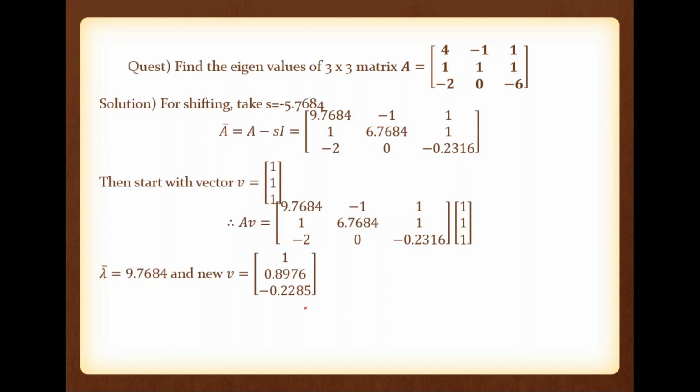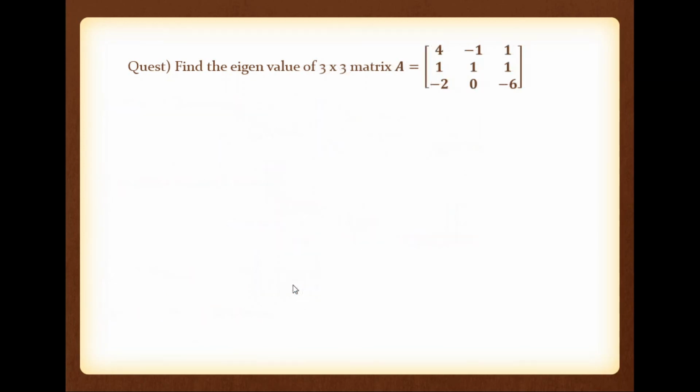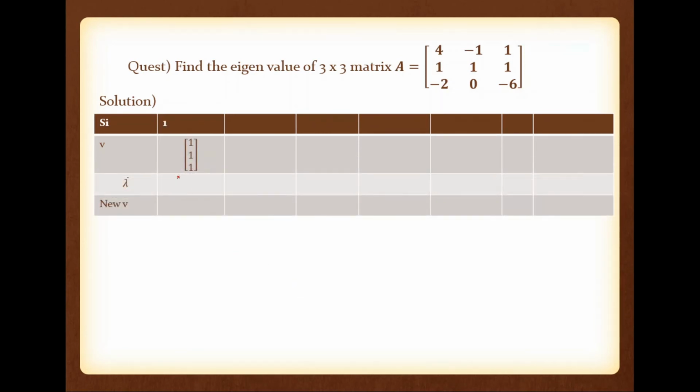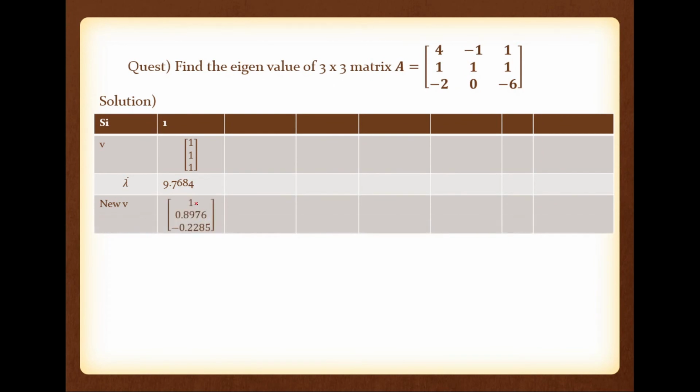So this one is the new normalized vector. This one and the initial vector are different, so we have to continue. So we are going to draw the tabular column. This step we already completed. This is the initial vector. Multiply this initial vector with A bar. We already have A bar. So it will give the largest value as 9.7684 and the new vector is 1.8976, minus 0.2285. This is different from the initial vector, so we are continuing our operation.